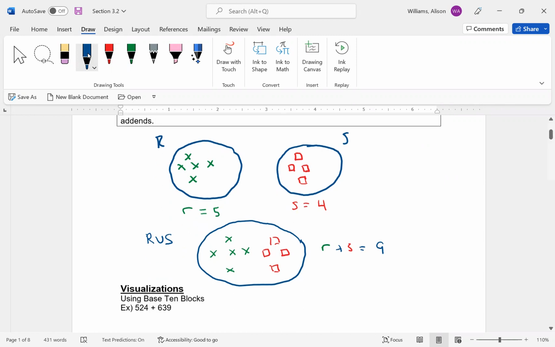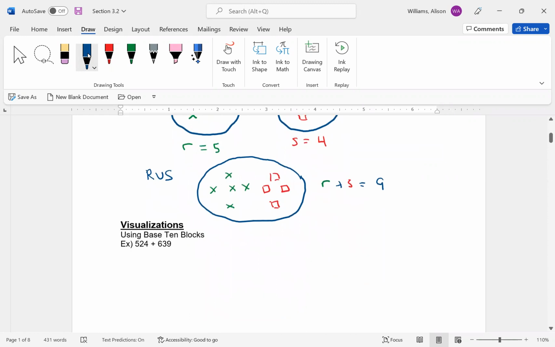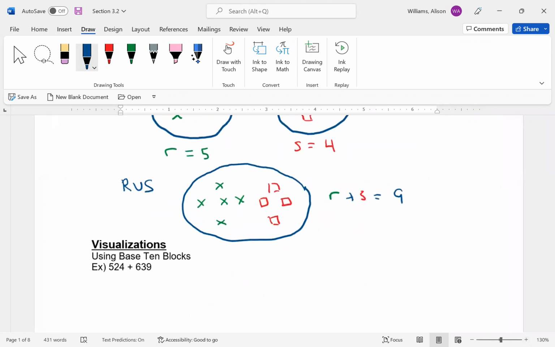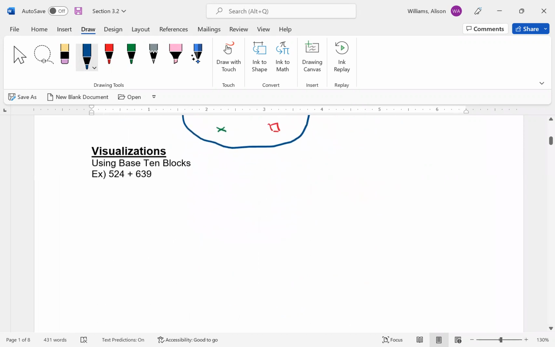Okay, so let's start with visualization, and we'll pick up with what we talked about in 3.1. Let's use base 10 blocks. So here again, I'm going to zoom in a bit, and let's try to do a visualization using the base 10 blocks to add 524 and 639. So here, let me start with 524. Now, 524 is 500 and 24, so 2 tens and 4 ones. So we're going to use 500s blocks.